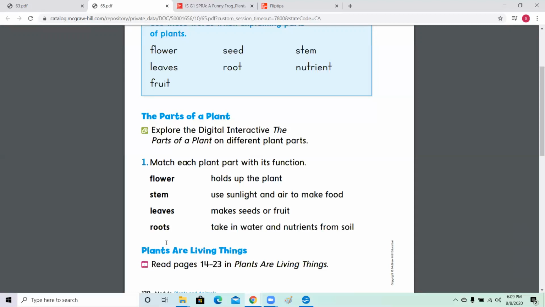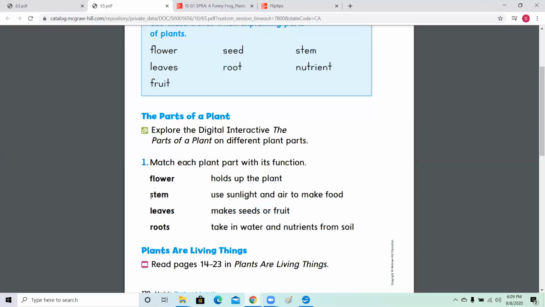Okay, let's do it together. Flower. Holds up the plant. Use sunlight and air to make food. Make seeds or fruit. Take in water and nutrients from soil. Yes, flower makes seeds or fruit. So you're gonna draw a line from flower all the way to makes seeds or fruit.